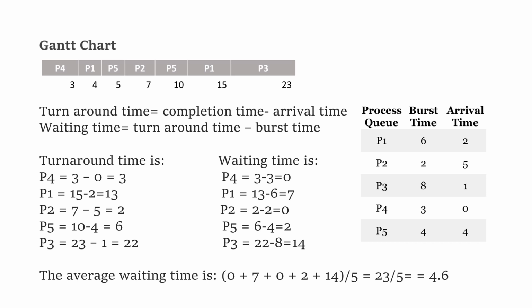The turnaround time for P4 is 3 minus 0, where 3 is the completion time for P4. Then we get the answer as 3, and similarly we can calculate for all the processes. For waiting time, it is turnaround time minus burst time, and from that we can calculate the average waiting time, which is 4.6. The same example is explained for the non-preemptive SJF approach, where the average waiting time we got was 5.2.